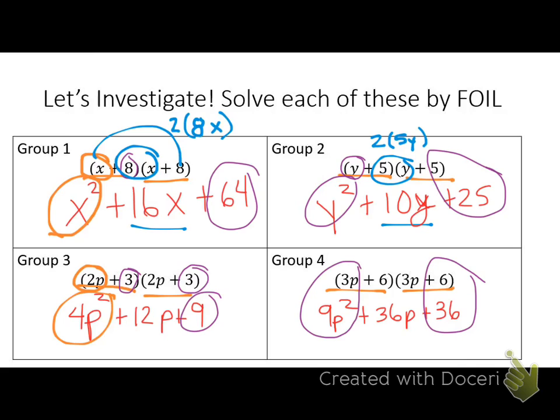And so this would be 2 times 3 times 2p. So 2 times 3 is 6. 6 times 2 is 12. And then I hang on to the p. So down here I have 2 times 6 times 3p, which does give me my 36p. So this is going to lead me into the formula.